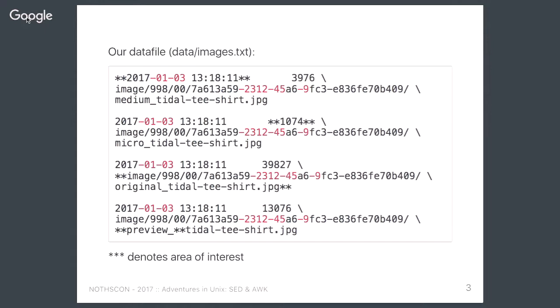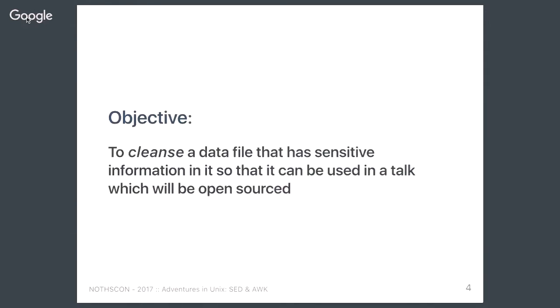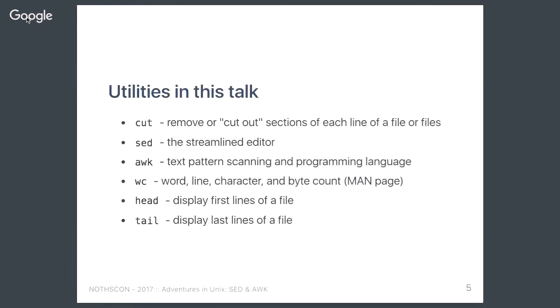You can also see in the slide that we have a number of styles: medium, micro, original, and preview. They're all different styles that we use when we pass an image to the file service through the monoauth. Sorry, I didn't appreciate that some of the slides are going to be a little bit off the screen. So what's the objective? To cleanse a data file that has sensitive information in it so it can be used in a talk which will be open source and demonstrate what we did. This is what I was going to do at the end. I didn't quite get there, so I apologize for that.